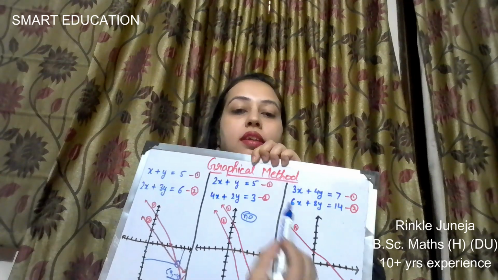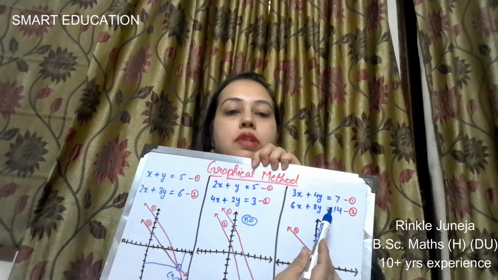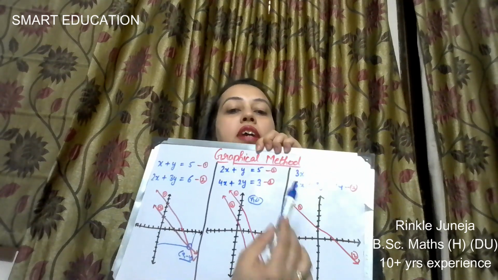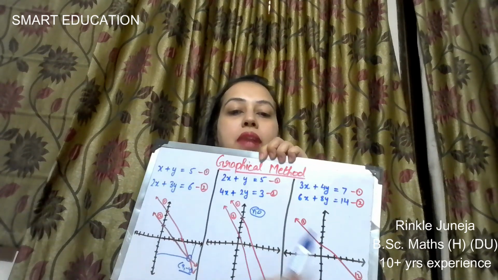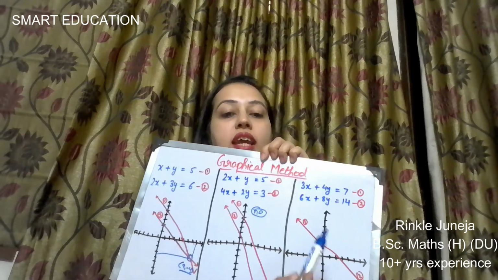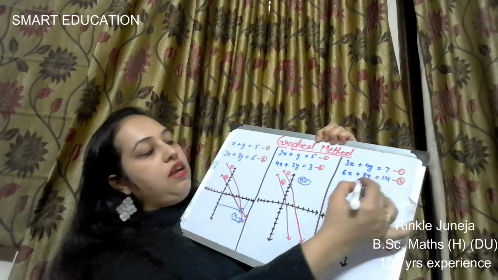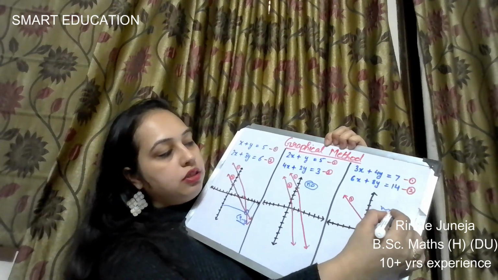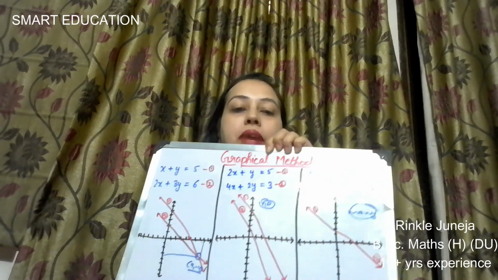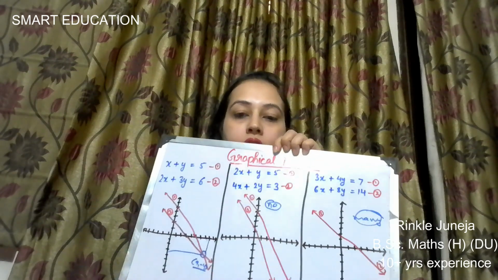Let's see the third one. It's 3x plus 4y equals 7 and 6x plus 8y equals 14. If we draw the graph of this, we see it's the same line. It's coinciding. So in this case, we say that there are infinitely many solutions, right?